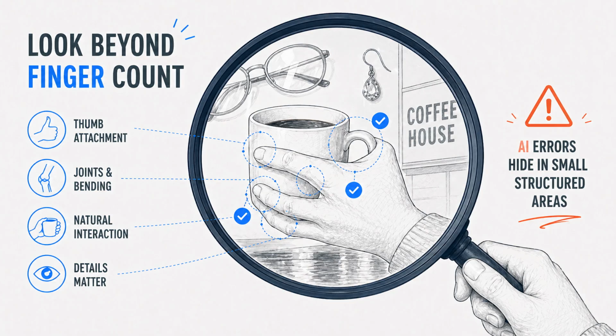When you inspect an image, look for more than finger count. Check whether the thumb attaches correctly. Check whether joints bend in possible directions. Check whether fingers interact with objects naturally. Also look at text, reflections, earrings, glasses, and background details, because AI errors often appear in small, structured areas.